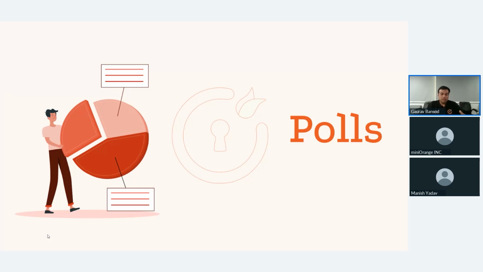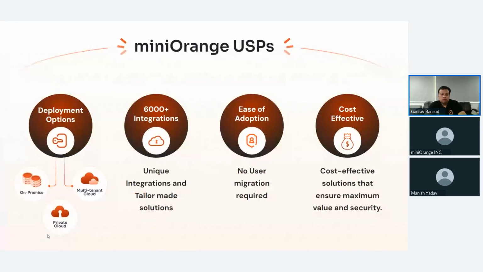So we do a lot of consultancy and advocacy work. We generally don't sell the solution. We generally go and advocate to our customer that this is the right thing that you should do, whether you purchase it from miniOrange or from someone else. But this is what you should have in place. Okay. So what basically are miniOrange USPs?